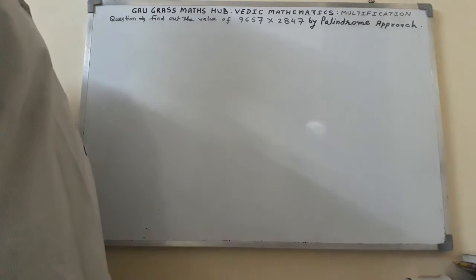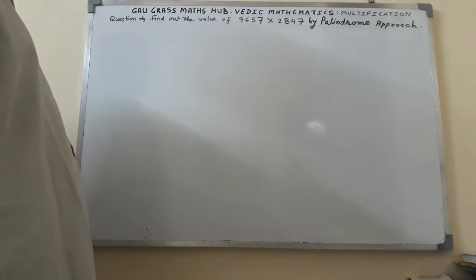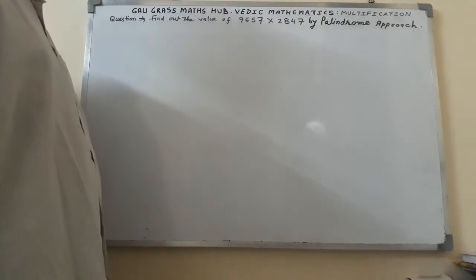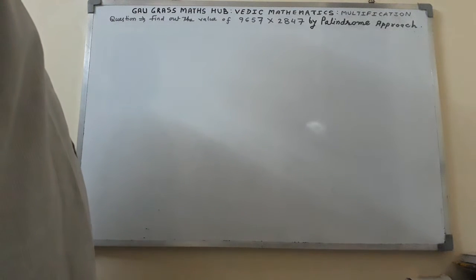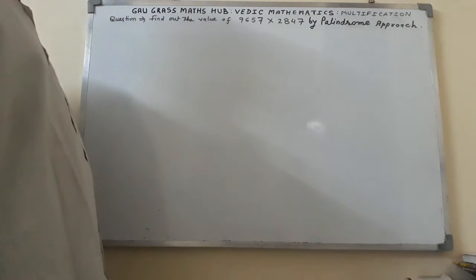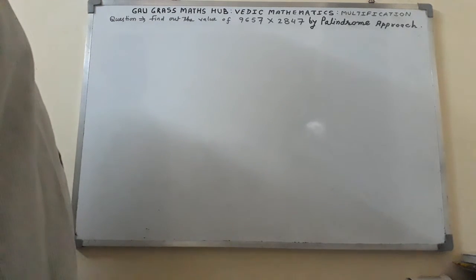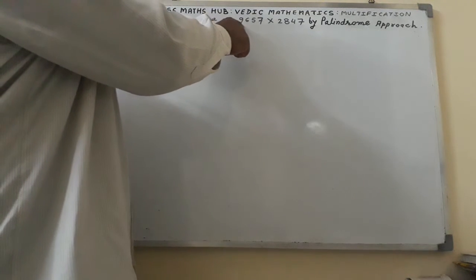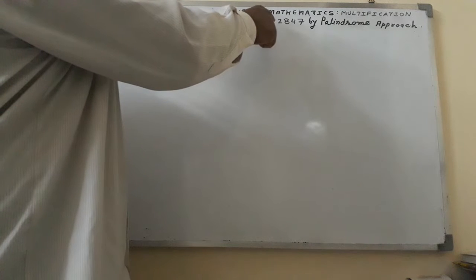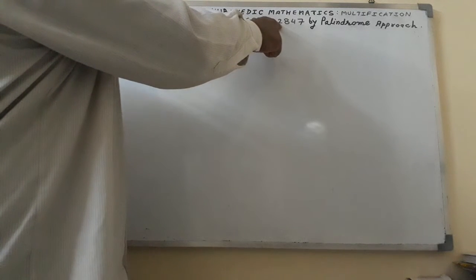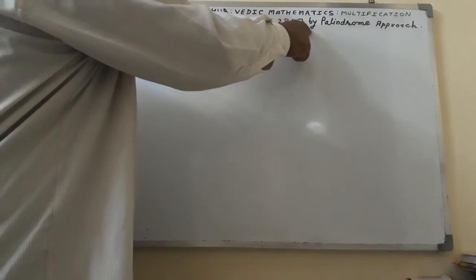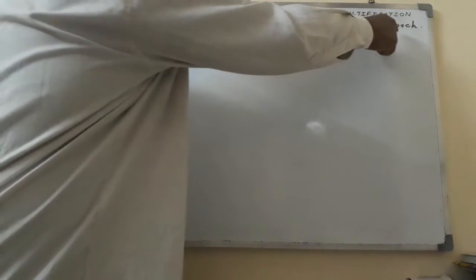Today I have taken one question related to Vedic mathematics on multiplication. The question I have taken here is: find out the value of 9657 multiplied by 2847 by the palindrome approach.